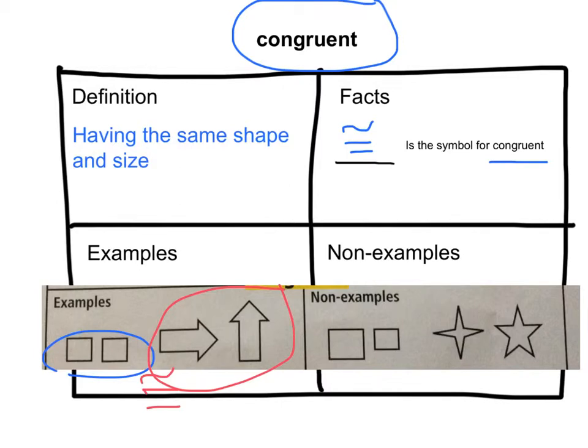Okay. Now let's look at these two non-examples. These are both rectangles, but do they have the exact size and shape? No. They have the same shape, but do they have the same size? No. So are they congruent? No. These two both look like stars, but are they congruent? No. Do they have the exact same size and shape? No. So they are not congruent.